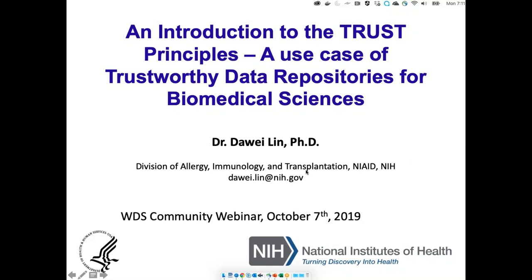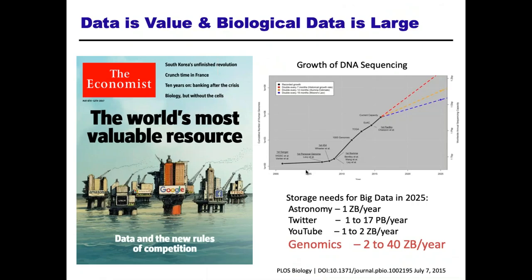So just to set the stage, I think you all saw that on the Economist cover, that data is the new oil, and is considered the most valuable resource. And on the left is an estimate for biomedical data, and you can see that the genomic data in 2025 probably will be bigger than YouTube, Twitter, and astronomy data combined. So it's not just that there is data available, but also the size of data is increasing.